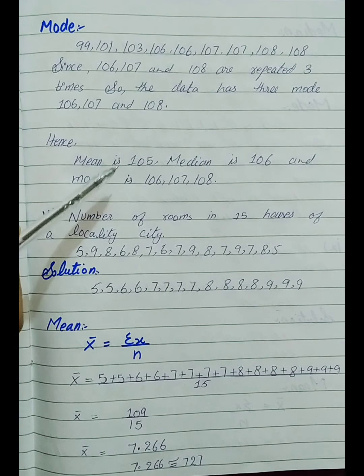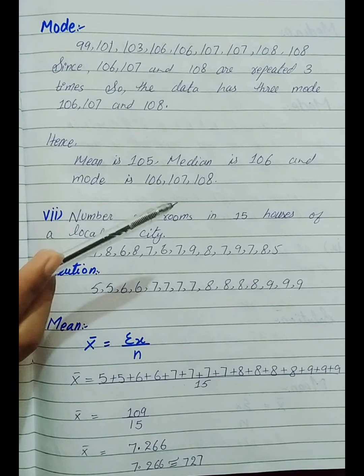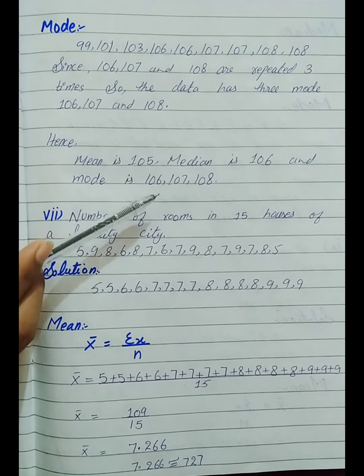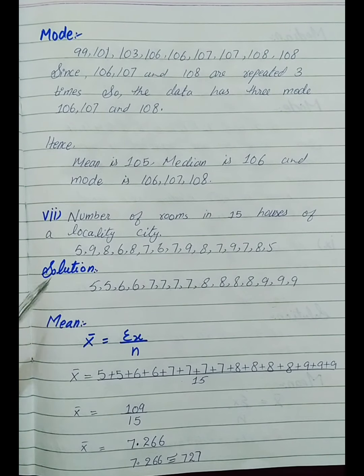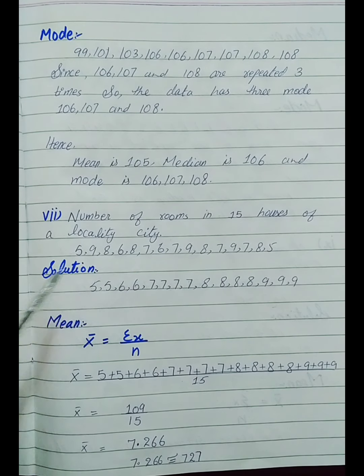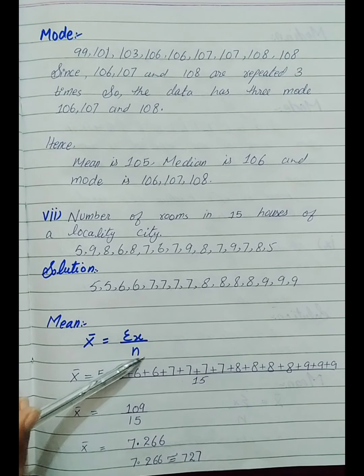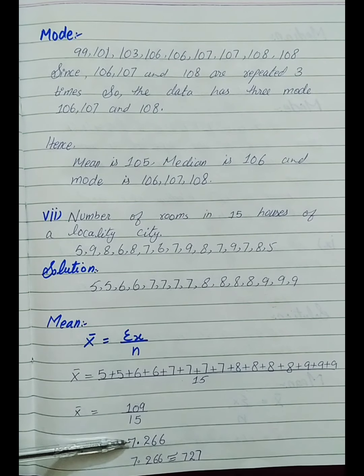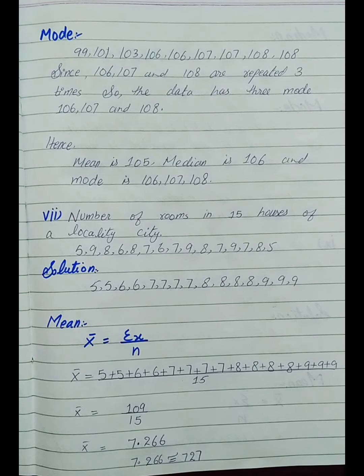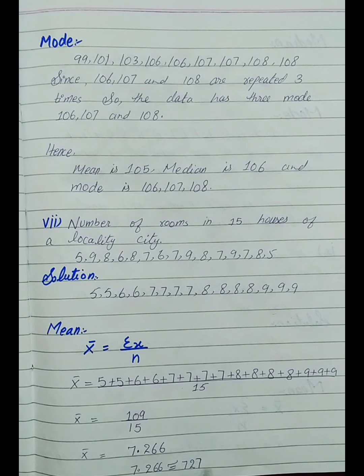So the mean is 105, median is 106 and mode is 106, 107 and 108. In the next question we have values 5, 9, 8 and so on. Firstly we arrange the values in ascending order. Then for finding the mean we add all the values and divide by the number of values, which is 15. We get 7.266. By rounding we get 7.27.